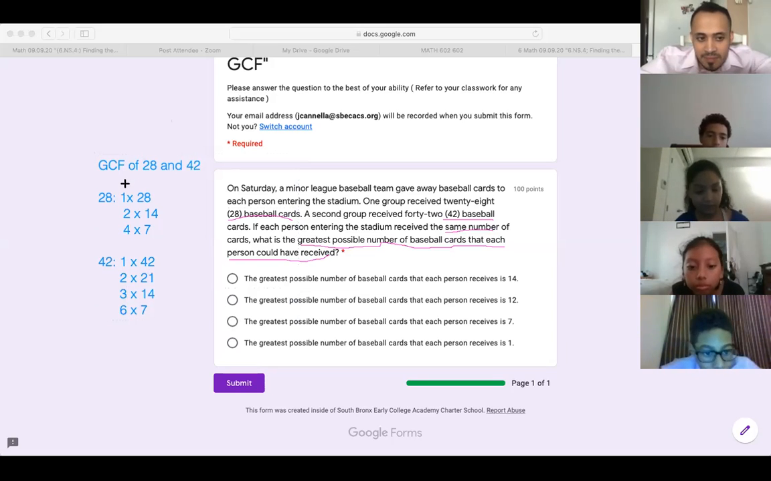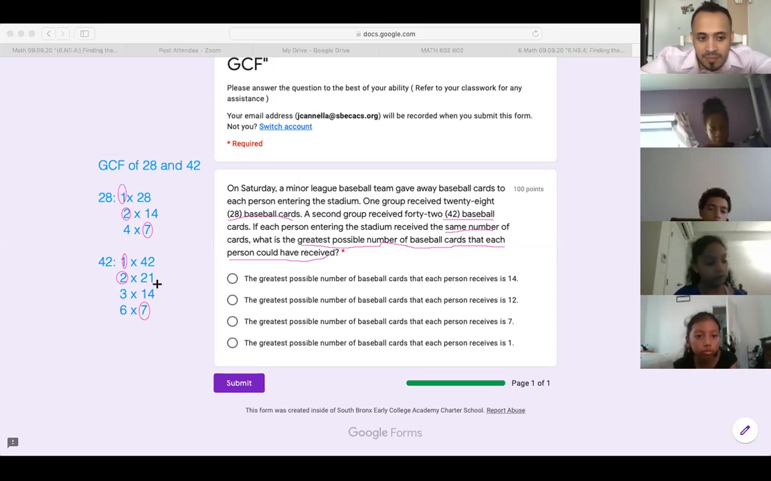So let's circle. They both share a 1. They both share a 2. A 7. They both share a 7. What else do you see that they have in common? Yes, a 14.